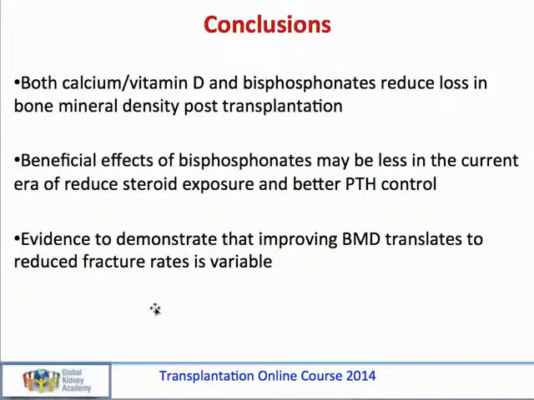Finally, both calcium and vitamin D and bisphosphonates increase bone mineral density post-transplantation, but the beneficial effects of bisphosphonates may be less in the current era of reduced steroid exposure, better PTH at the time of the operation, combined with giving vitamin D and calcium. And as I said already, the evidence that improving bone mineral density translates into reduced fracture rates is variable.